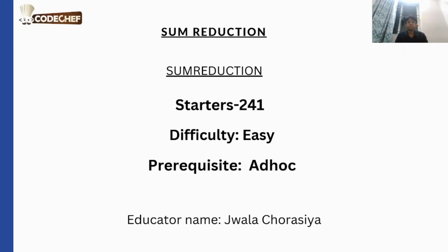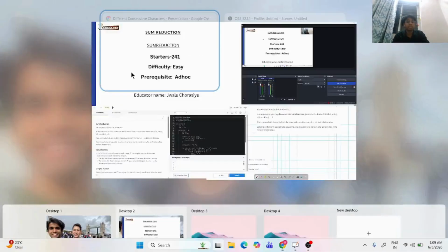Myself Jala Charasi, and today we're going to solve the problem which came in Starters 241. The name of the problem is Sum Reduction. The problem code is SUMREDUCTION. The difficulty rating of the problem is easy and the prerequisite is ad hoc. Let's start with reading the problem statement over here.